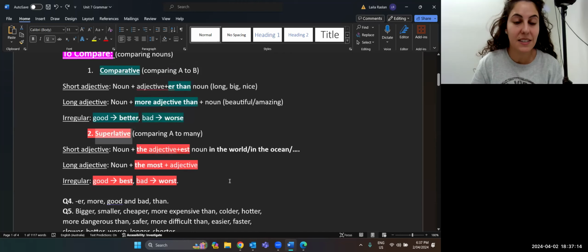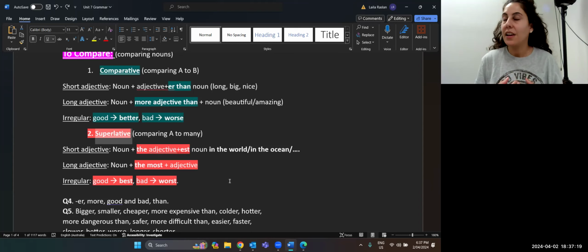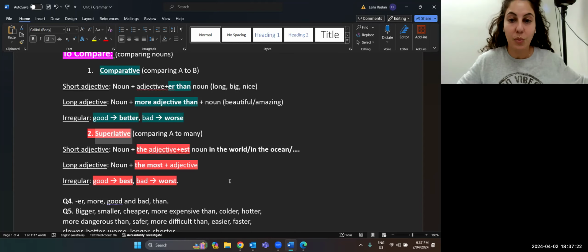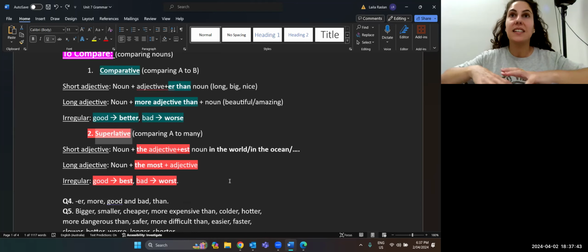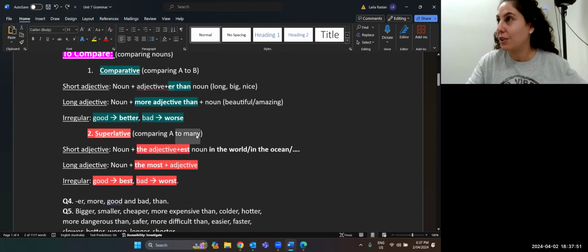But I've got another type of comparative. It's called a superlative comparative. And we use this comparative when I compare one noun, but maybe just to say to the rest of the world, in the whole world, in the ocean, in the whole classroom. So it's sentences, for example, like Tom is the smartest student in the whole class. So I didn't say exactly to who, but I just said compared to many. So Tom is the smartest student in the class compared to everyone.